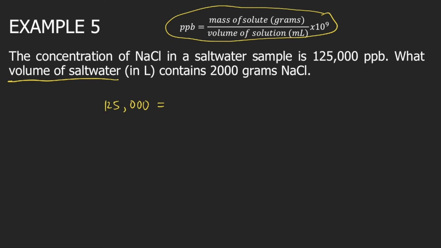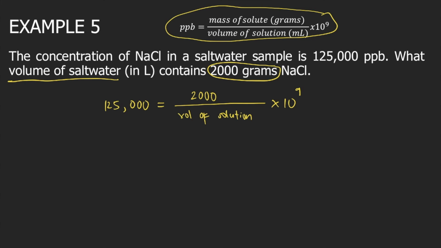This is equal to the mass of solute in grams. So we are given 2,000 grams of NaCl. So obviously, NaCl is our solute. So 2,000 grams divided by the volume of solution, which is unknown to us. So just write volume of solution times 10 raised to 9.